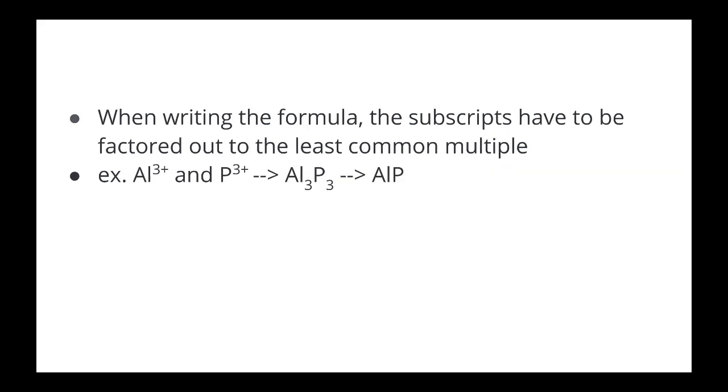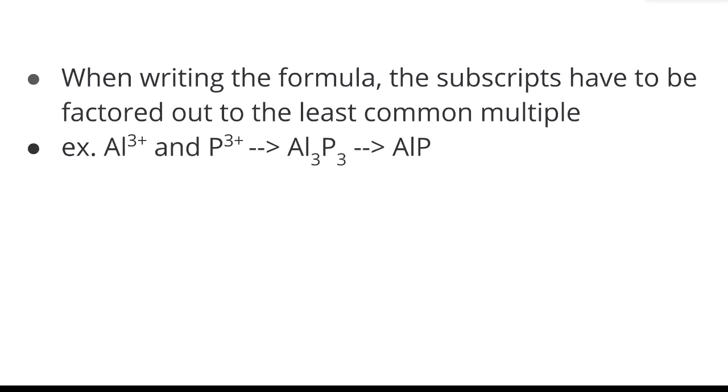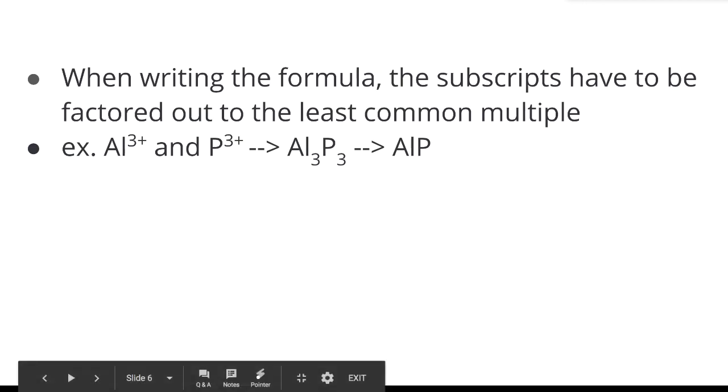And when you're writing out the formula, the subscripts have to be factored out to the least common multiple. So one example is Al3+ and P3-. Since they're both threes, it factors out to 1, which is just AlP.